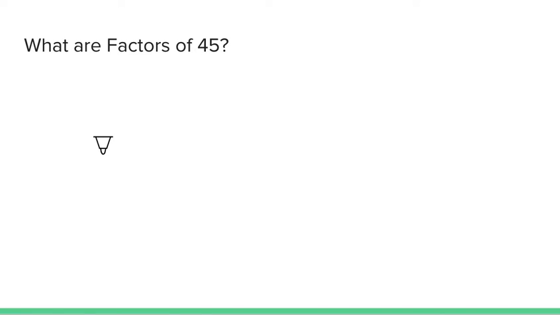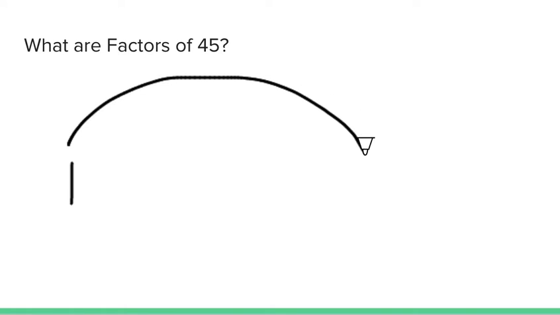Let's get started. The first number we always use in a factor rainbow is the number 1, because 1 times the number itself, in this case 45, is always going to equal 45. So we're looking for numbers that we can multiply together to give us 45, and those are going to be numbers that are factors of 45. The number 1 is a factor of any number, and so is the number itself. It's pretty straightforward: you put 1 and the number itself. Those are always going to be factors.